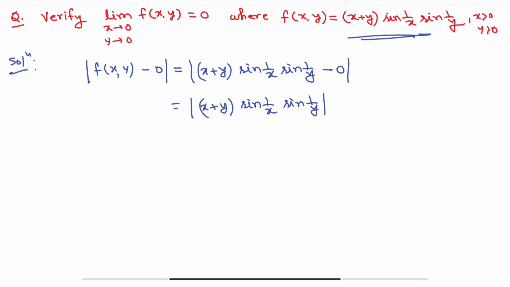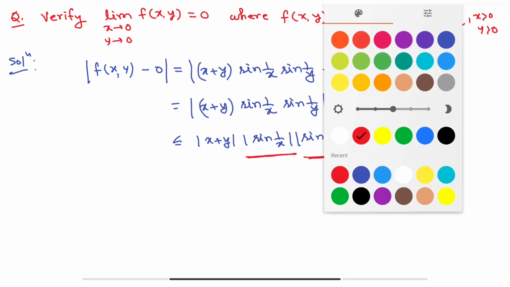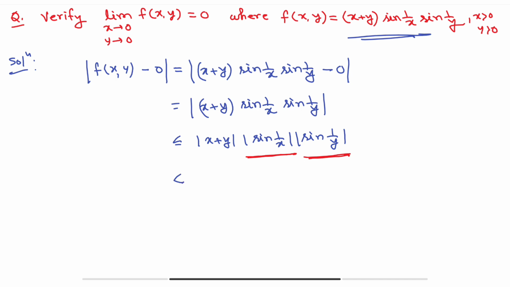Okay, and this is less than or equal to modulus of x plus y times modulus of sine 1 upon x times modulus of sine 1 upon y. We already know that modulus of sine 1 upon x is less than or equal to 1, and modulus of sine 1 upon y is less than or equal to 1. That means we get the result that this is less than or equal to modulus of x plus y, which is less than modulus of x plus modulus of y. Same concept, we have to show that this one is less than epsilon.